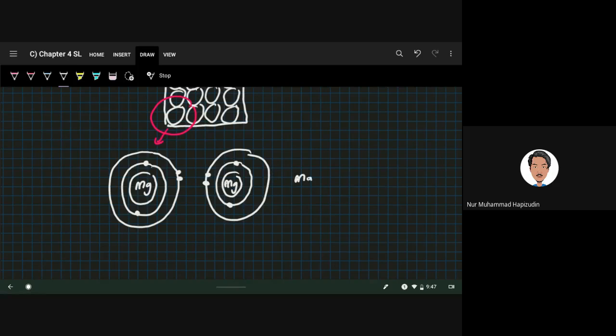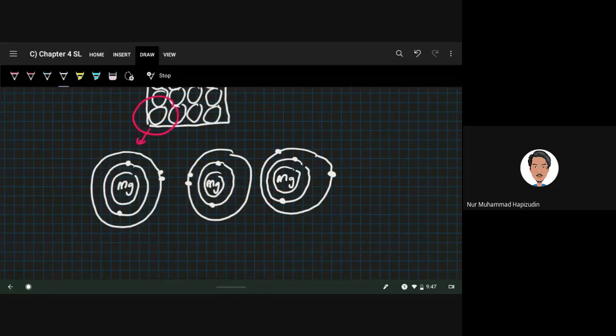Okay, another magnesium. Okay, abaikan number of shell, number of shell tak cukup pun tak apa, saya nak bagi contoh je. Okay, example lah ini. Okay, ni kat saya close up lah when we close up. Okay, class tu magnesium have 2 valence electron.